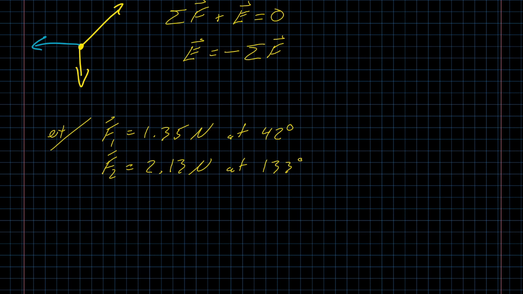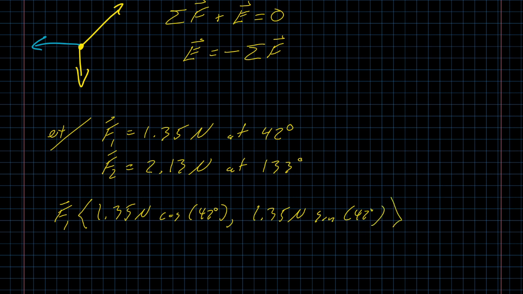I can rewrite these forces as components. F1 as components is going to be 1.35 newtons times the cosine of 42 degrees for the x component, and 1.35 newtons times the sine of 42 degrees for the y component. And the second force will be 2.13 newtons times the cosine of 133 degrees for the x component, and 2.13 newtons times the sine of 133 degrees for the y component.